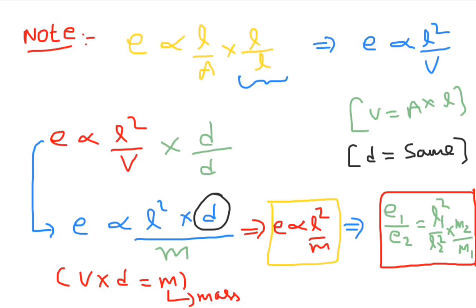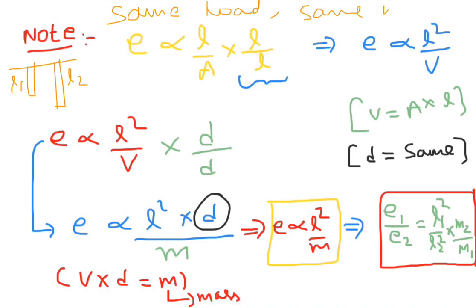And again, here I have taken two different wires. One has length L1, the other has length L2. Both are the same material. Lengths are different but the material is the same. And both have the same load. Same load, same material. You must not forget. And if you do this application, finally we get E is proportional to L square by M. Very important. Okay, I hope you are clear with this class.